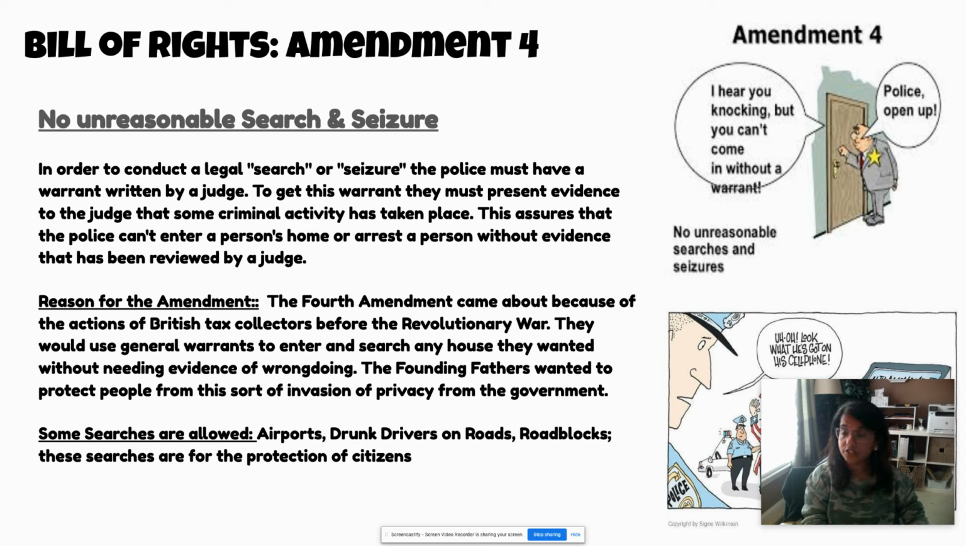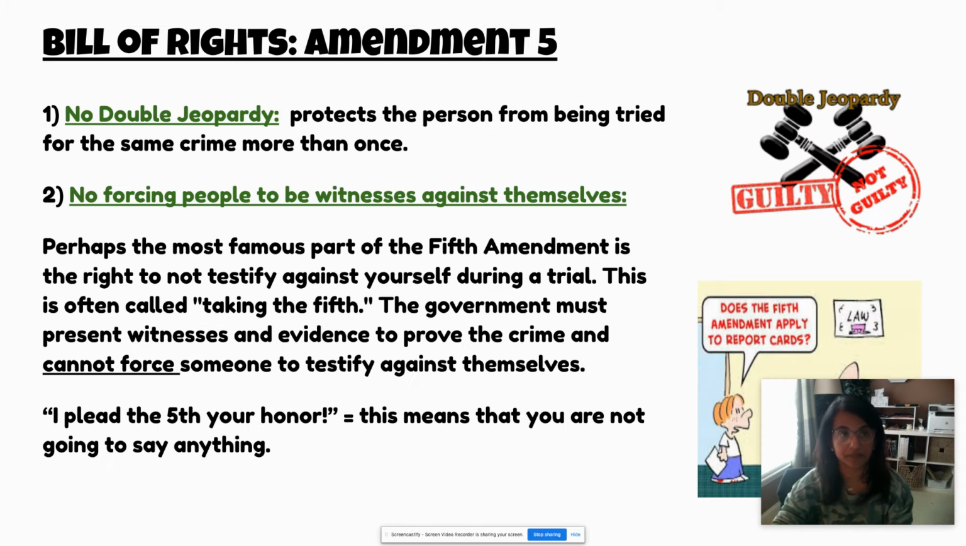Now, some searches are allowed without a warrant. For example, airports or drunk drivers on roads, like they don't need a warrant to search your car. Roadblocks. Now, those searches are more for the protection of all citizens, so they don't need a warrant for those. But if they come to your house, then they should have a warrant for that.